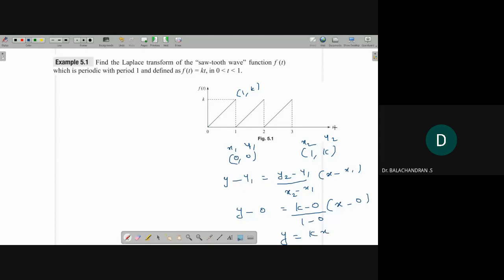But here we have t and f of t. So y equal to f of t and x is equal to t. So instead of writing y equal to kx, you should write f of t equal to k into t. So once you find the function, f of t equal to kt, that is given here. Suppose if it is not given, you should find it out. Okay. So now the solution.